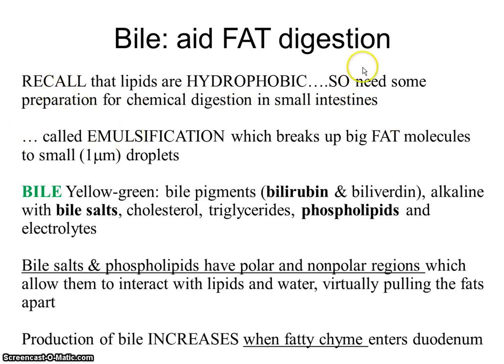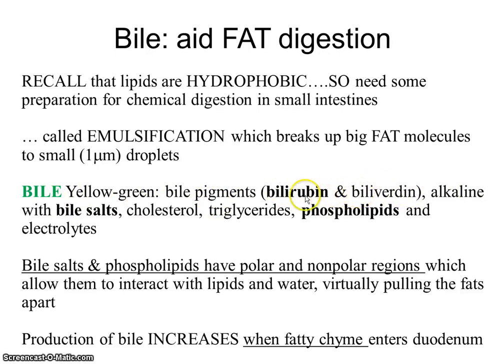So in order to help you digest chemically those fats and break them down, we have to basically get them to interact with the water-based stuff. And we call this process emulsification. This is not, again, a chemical digestion. It's a mechanical or physical one. So you will take this large oil slick and break it into these big fat droplets. And this is done by bile. Bile is what emulsifies.